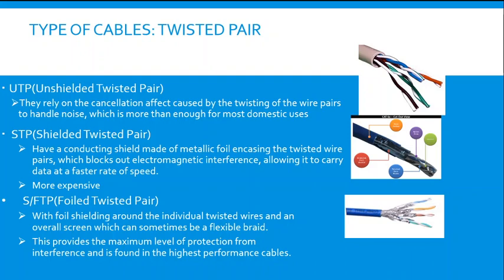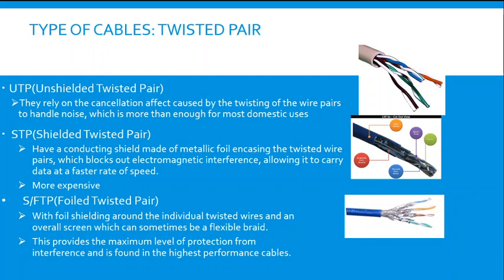STP, which is shielded twisted pair, has a conducting shield made of metallic foil encasing the twisted wire pairs, which blocks out electromagnetic interference, allowing it to carry data at a faster rate of speed. And of course, they are more expensive than unshielded, because they are shielded now and more protected.